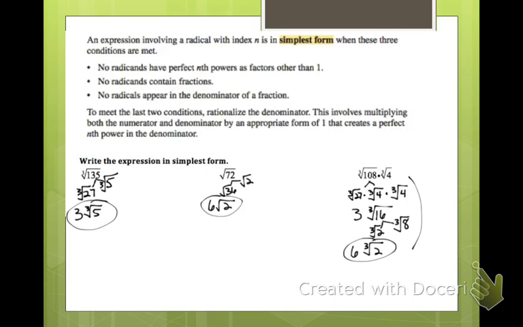But notice that we've got no radicands, or numbers underneath, that have perfect powers. This number 5 is not a perfect third root, or it doesn't have any factors that are. 2 is not a perfect square root, doesn't have any factors that are. And 2 is not a perfect cube root. None of the numbers underneath contain fractions, and we have no radicals, that's the root sign, in denominators. All right.